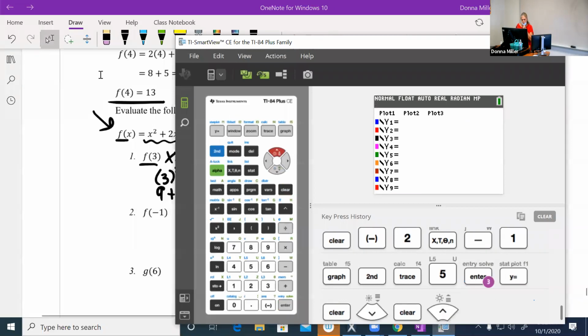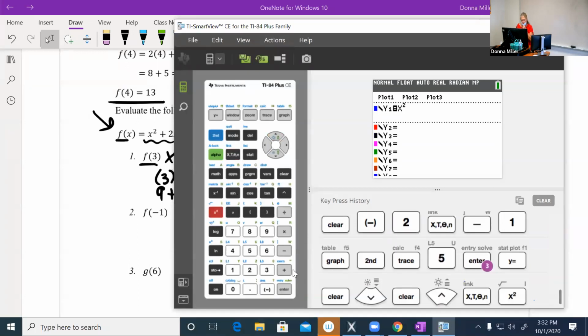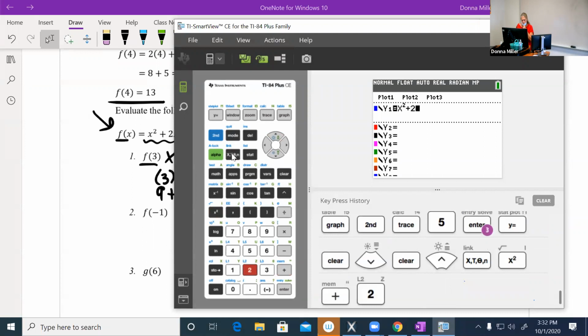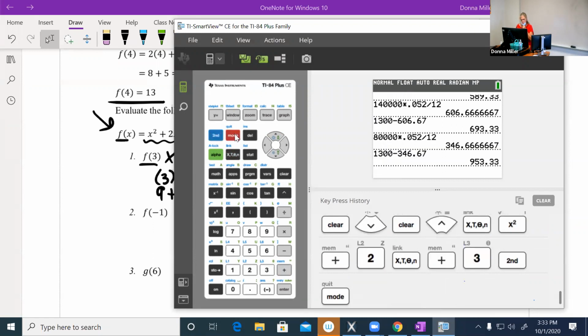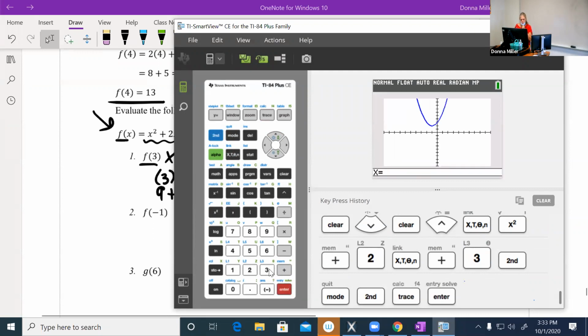Let's say f of x is x squared plus 2x plus 3. There is a button. If you hit second, trace, value, number 1, you can enter x, so I wanted x to be 3. And there's the value. X is 3, y is 18. So there's a way of you to just plug values in that way.